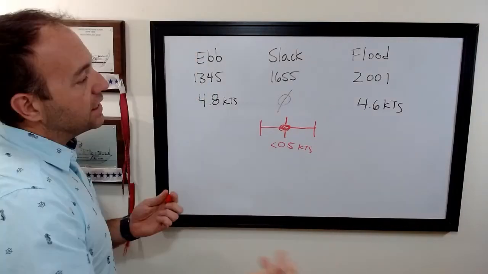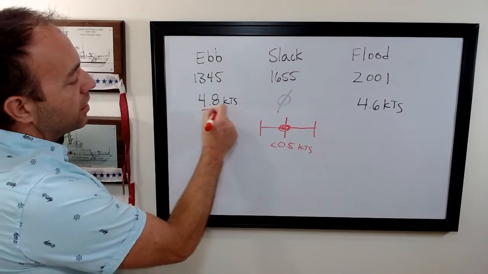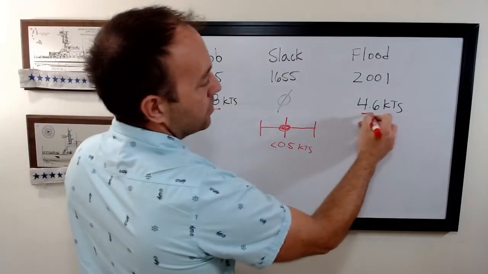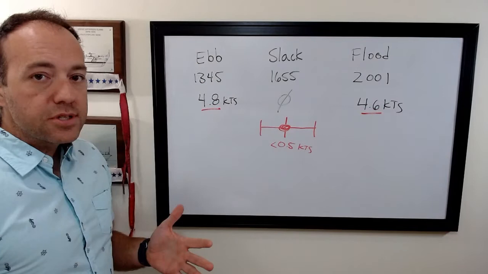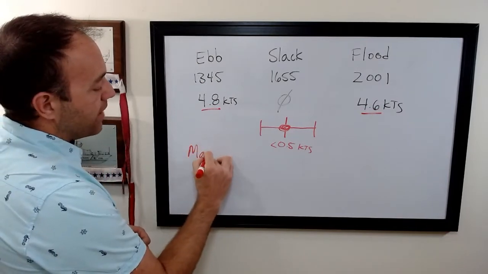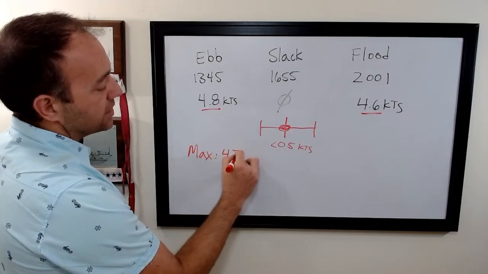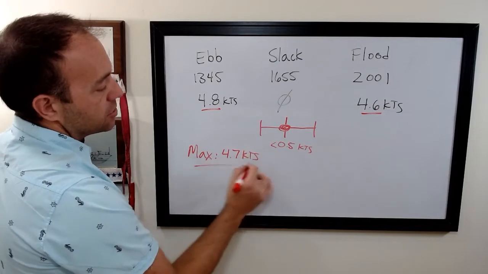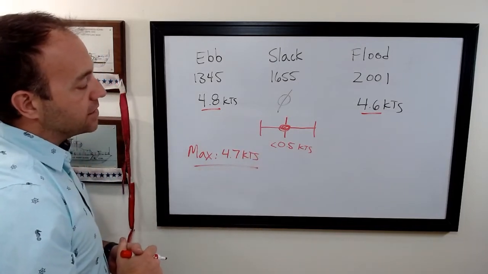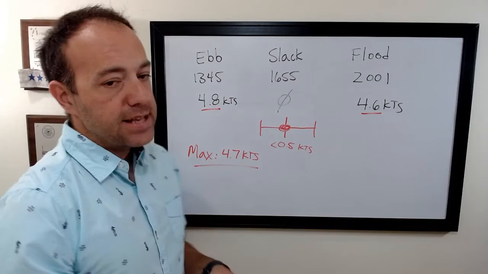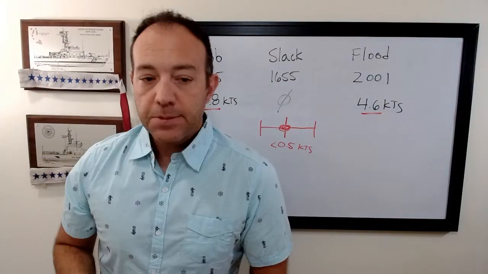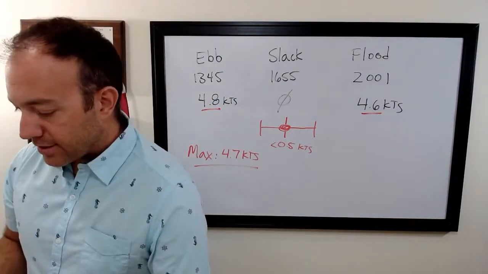Okay, so what we need is the maximum current. Well, a maximum, and here's a maximum. So which one do we use? Well, we use the average. So the average max is going to be 4.7 knots. So really, that's going to be our entry point into the table. So let's pop back over to the table, and we'll take a look at what our result is.